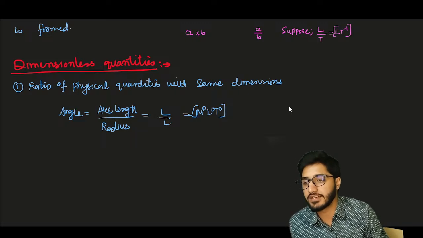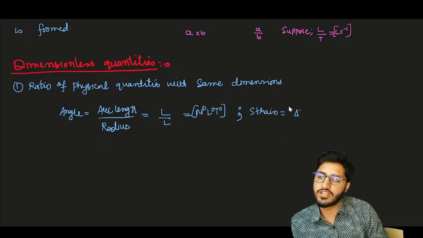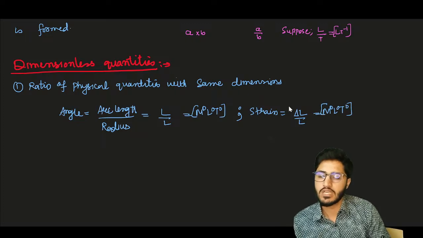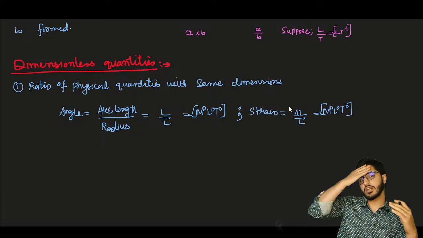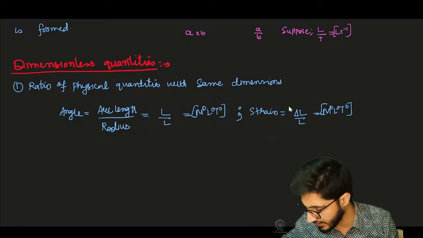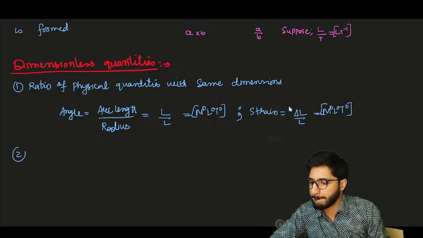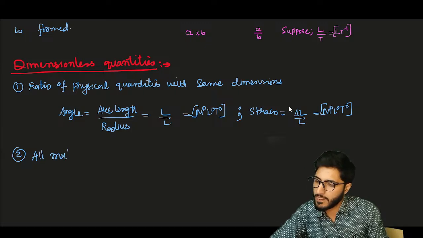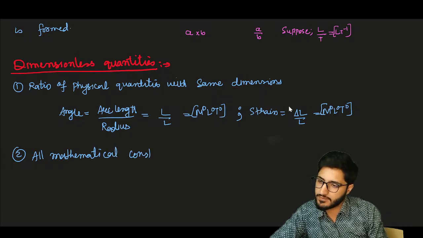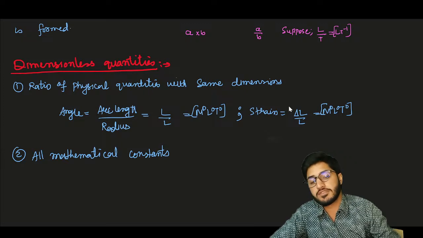Same, we are having strain. Strain is change in length by length. So what we will get? We will get nothing. Dimensionless quantity. If we are dividing similar physical quantities, we will get a dimensionless quantity. Second, all mathematical constants. All are dimensionless quantities.